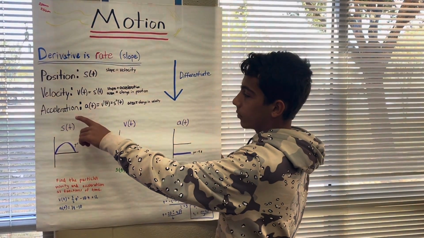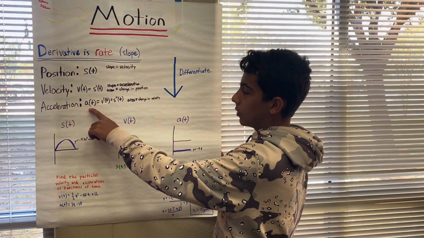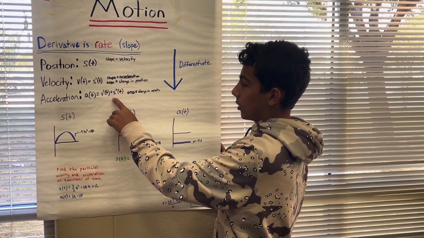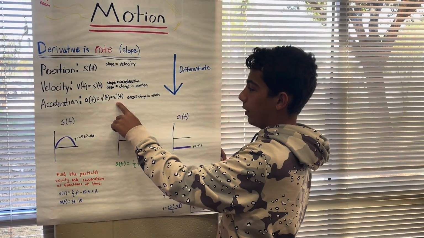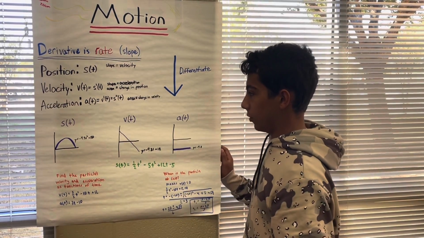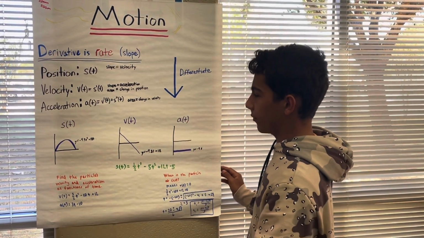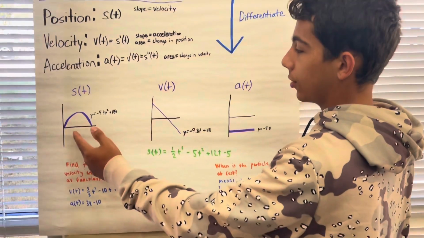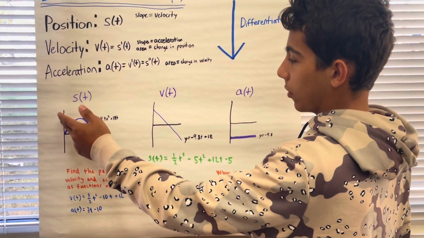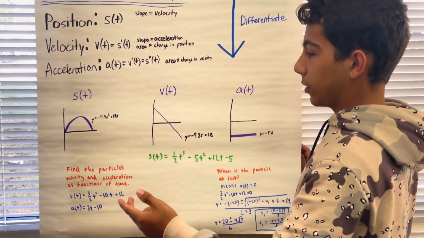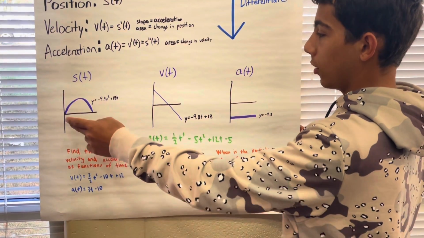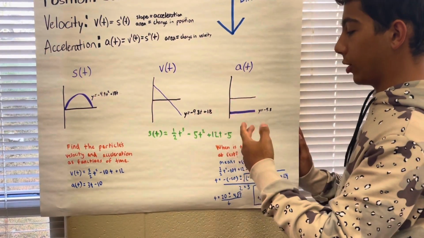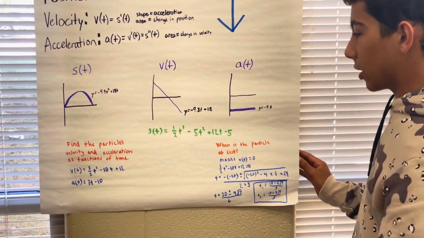So then for acceleration, which is a of t, is going to be equal to v prime of t, which is going to be equal to s double prime of t. And then the area is the change in velocity. So then we have the graphs here. This is simulating projectile motion. The object gets thrown up and then it comes back down after a certain amount of time. So here the slope of that is going to be equal to the velocity, and then the slope of that is just the acceleration, which will be constant in this case.